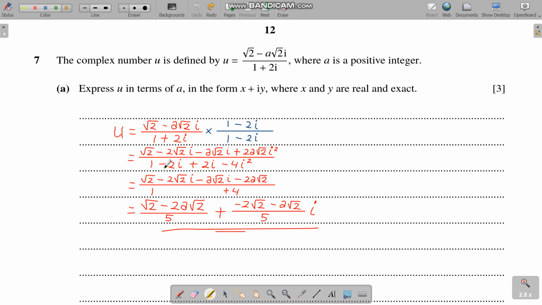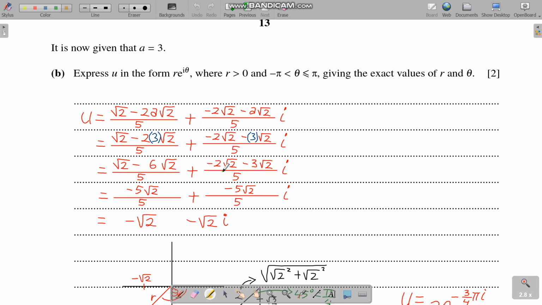If we're doing it right, something will cancel out in the denominator because this is the difference of two squares. And now we use the fact that i squared is minus 1, so this is minus 1, that's why we have minus here, and this is minus 1, that's why we have plus. As you can see, there is no more i in the denominator, it's just 5. Now for the real part, root 2 minus 2a root 2, and for the imaginary part, minus 2 root 2 minus a root 2. And we get the final answer in x plus iy form.